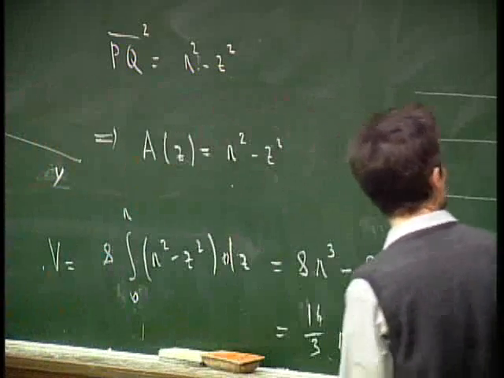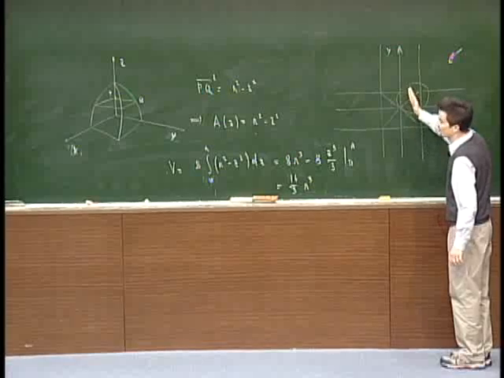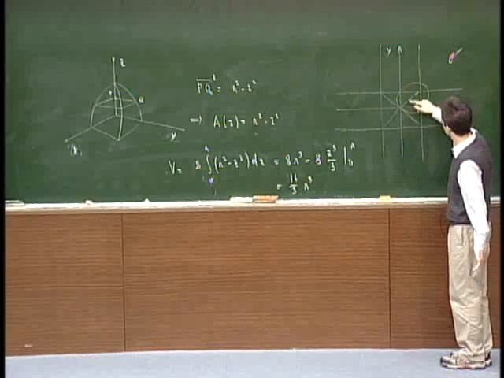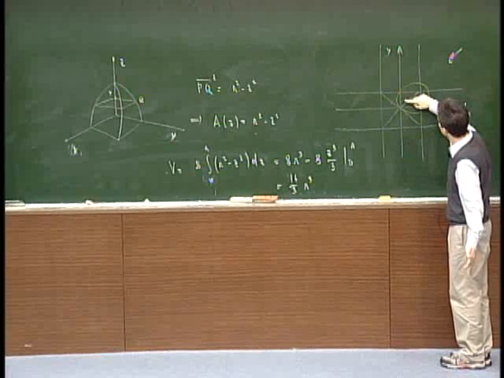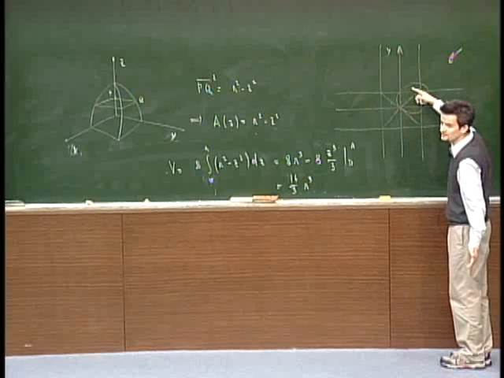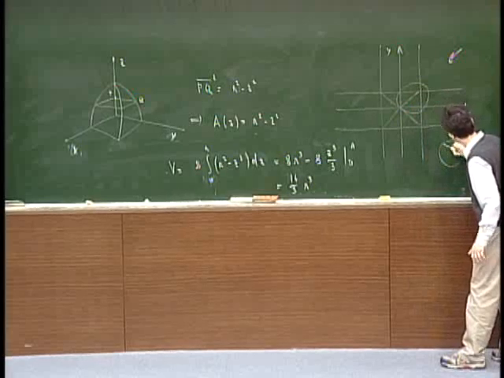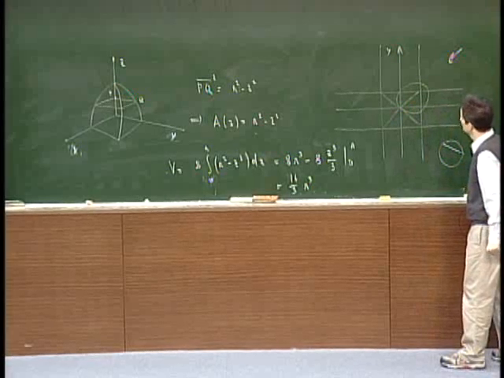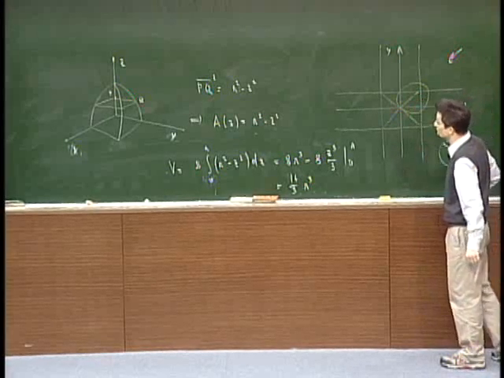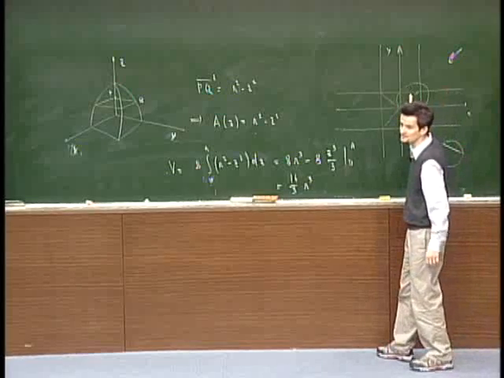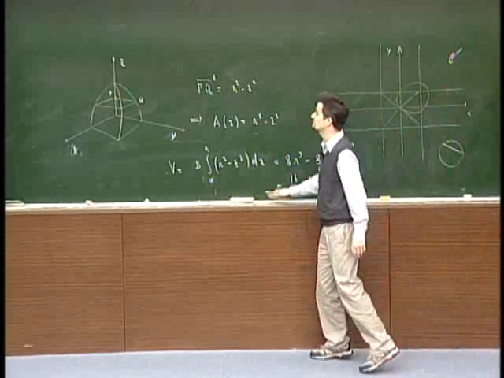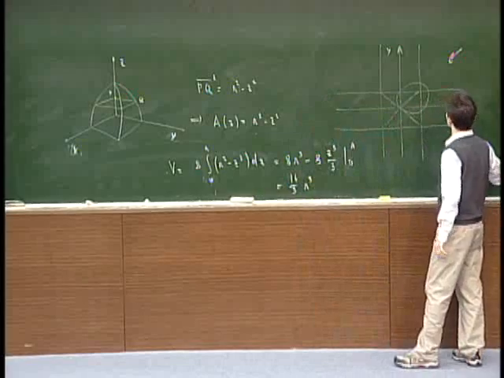If you slice it parallel to the x-axis, it's much more complicated, because you have part of a disk here. This part would be something like this, and here you also have a rectangle, but it's much more complicated if you slice this way. So the easiest way is to slice it parallel to the xy plane.